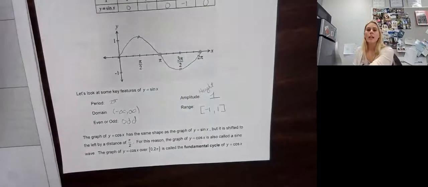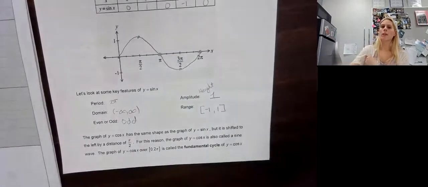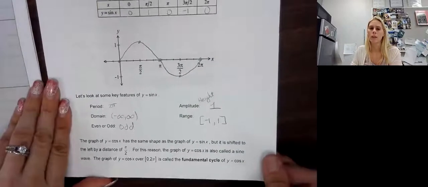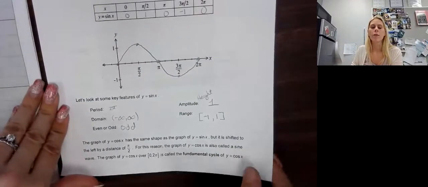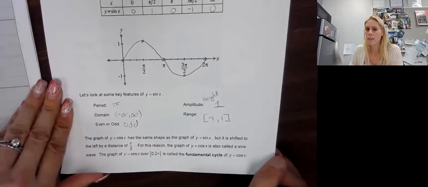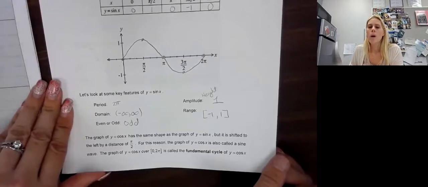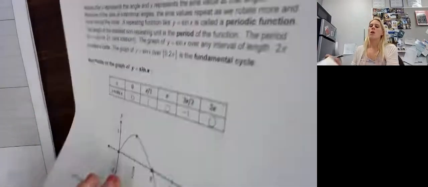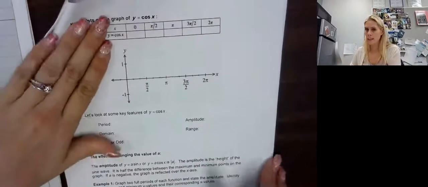The graph of cosine has the same shape as the graph of sine, but it's shifted to the left by a distance of pi over 2. For this reason, the graph of y equals cosine is also called a sine wave. So the graph of y equals cosine x over 0 to 2 pi is called the fundamental cycle of y equals cosine. So we're going to do this again, set this up.